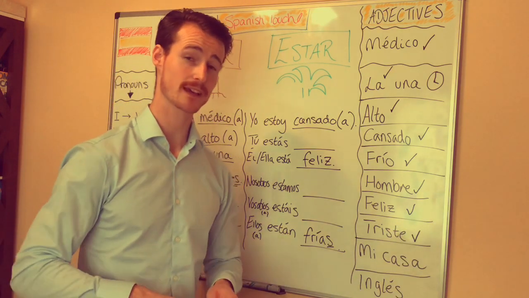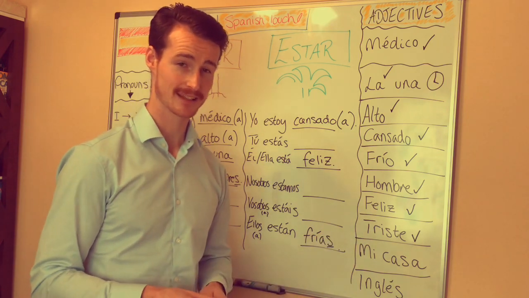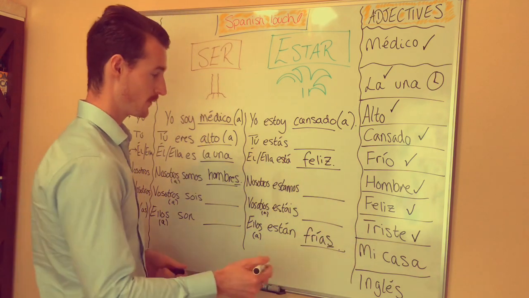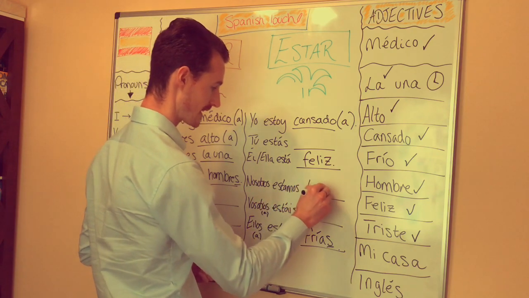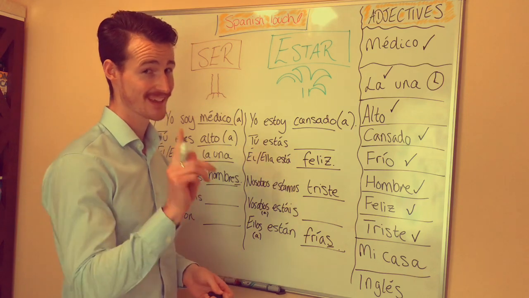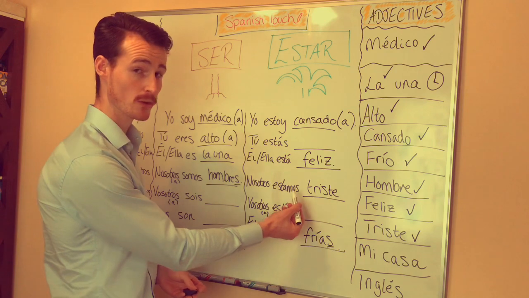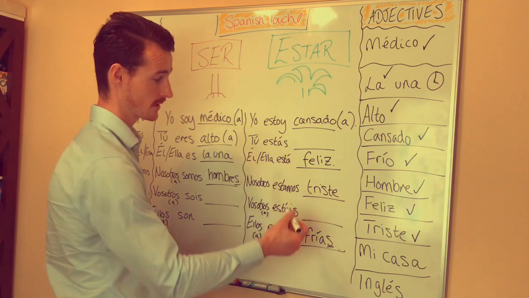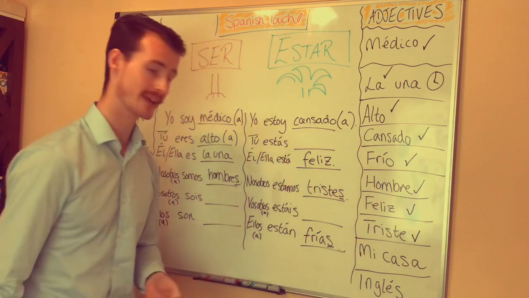What about quite the opposite? Sad, okay? If we're feeling sad, we are triste, okay? Triste. If we are sad, nosotros estamos triste. Is that okay like that? We're missing one letter. Nosotros estamos, more than one, we're a group, or two people, tristes, okay? We can't forget about the S.